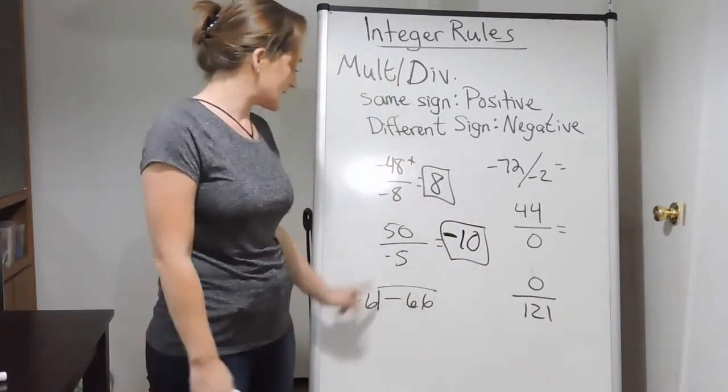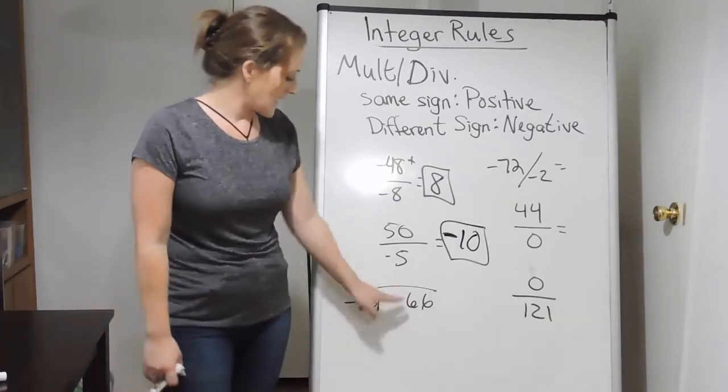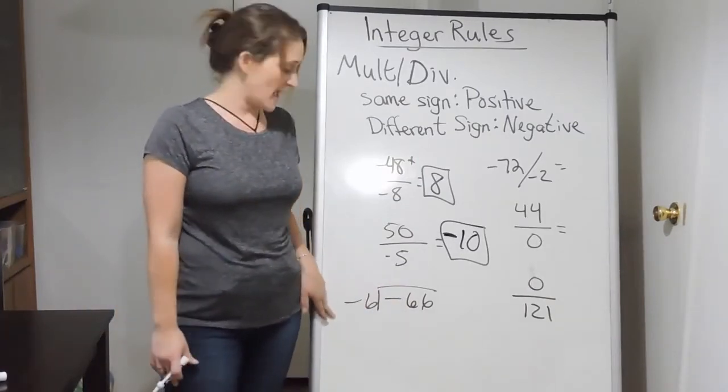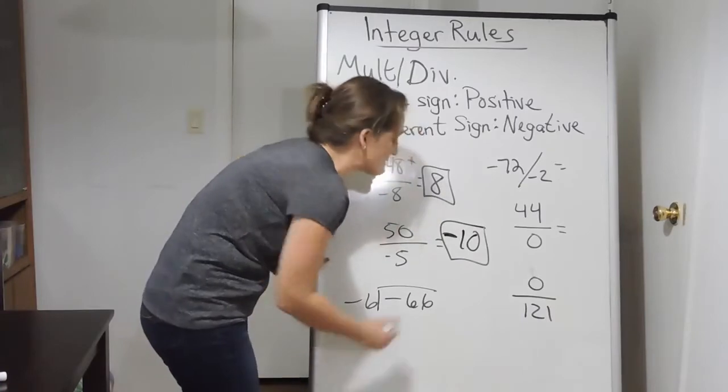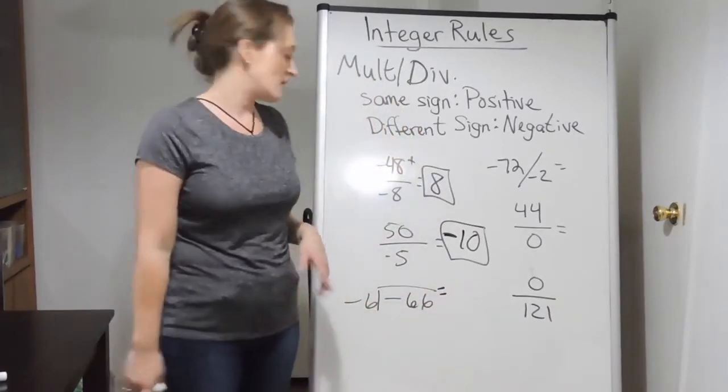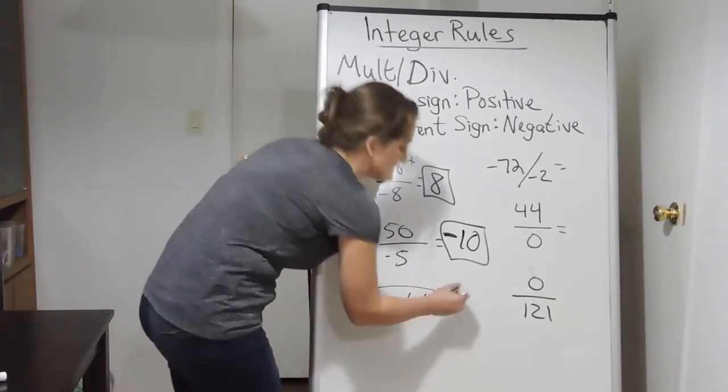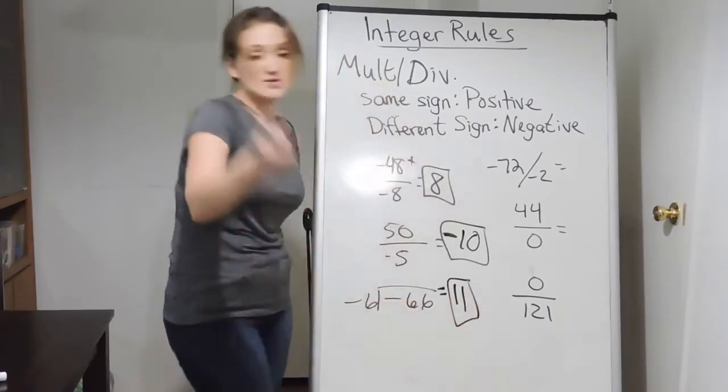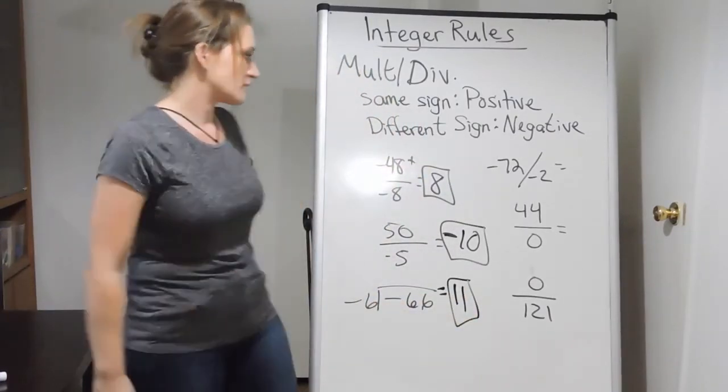Negative 66 divided by a negative 6. Again, I have a same sign here. They're both negative. That means my answer is going to be positive. Otherwise, 6 goes into 66 11 times. So there I got a positive 11.